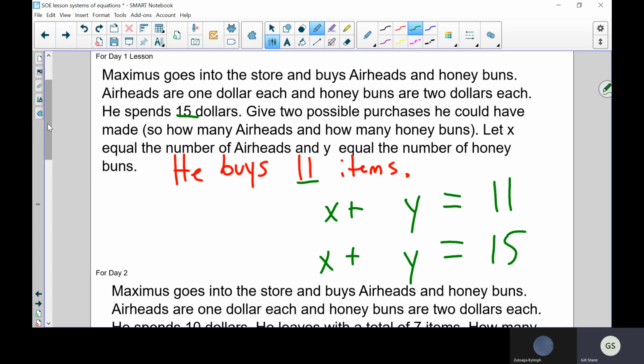So there are no numbers about how many. This is going to be very common, that one of the equations is just x plus y equals a number, if it's in this format.